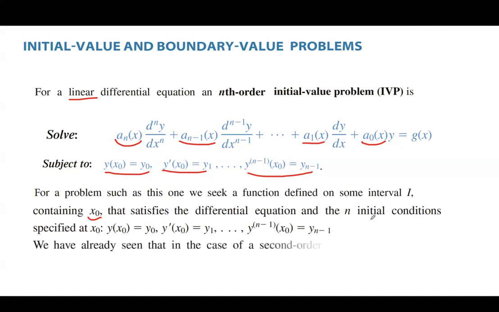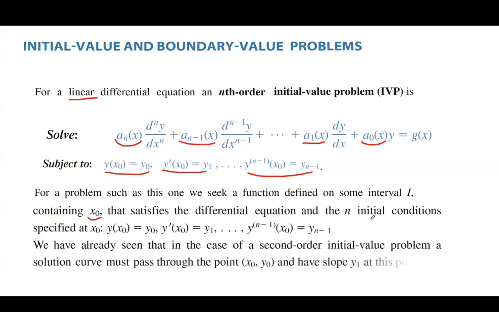We have already seen examples of second-order linear differential equations with initial values. Please note that the curve must pass through the point x sub 0, y sub 0 and has slope y sub 1 at that point. Let's take a look at the theorem.